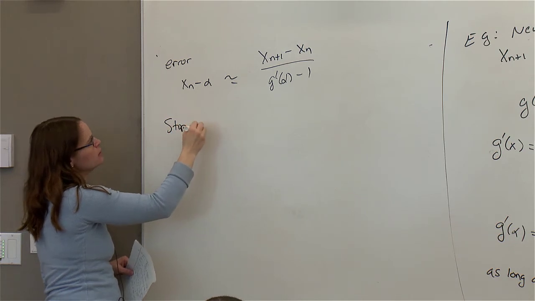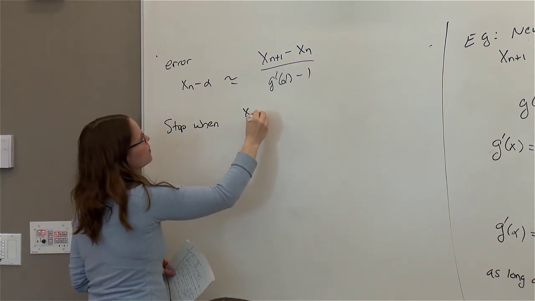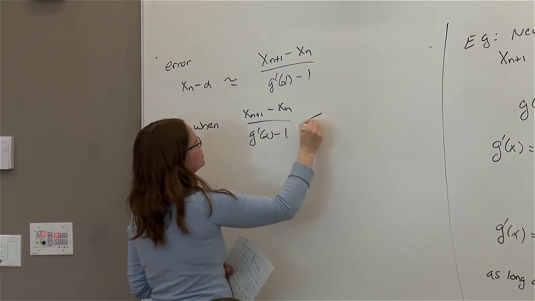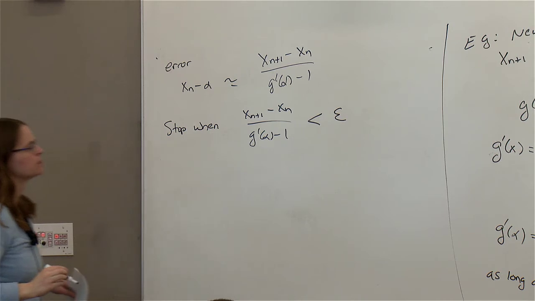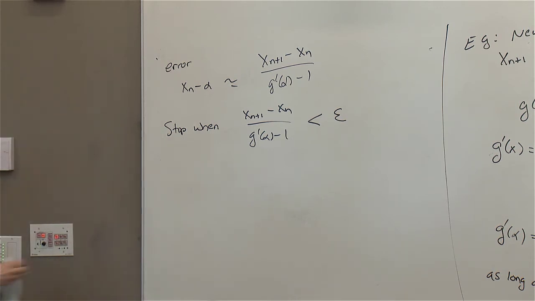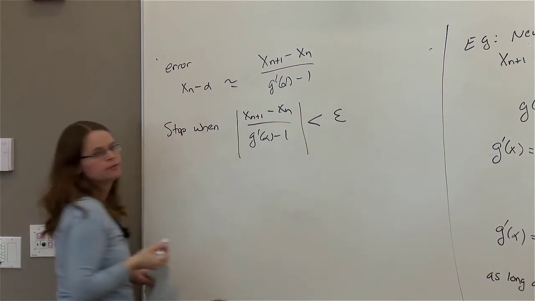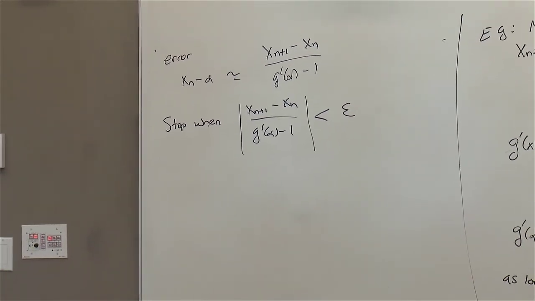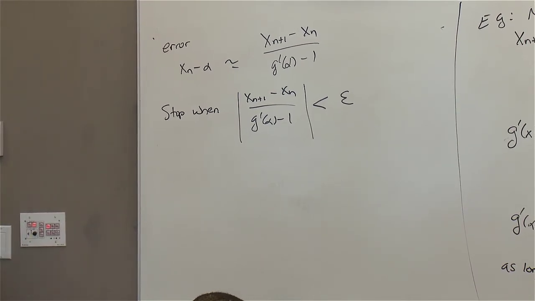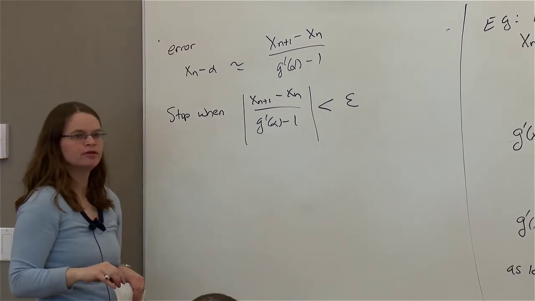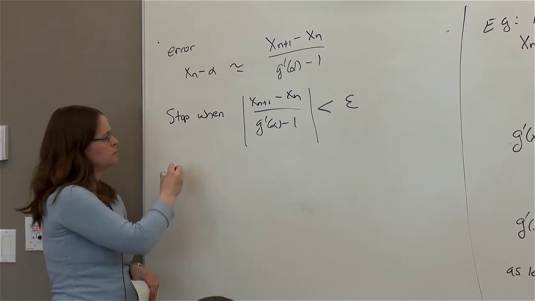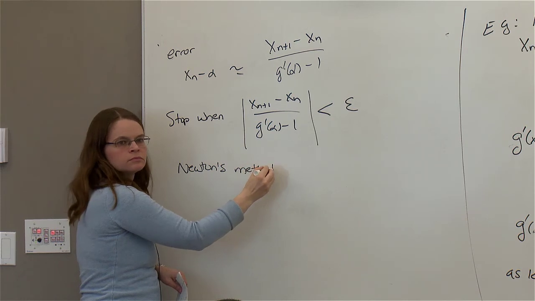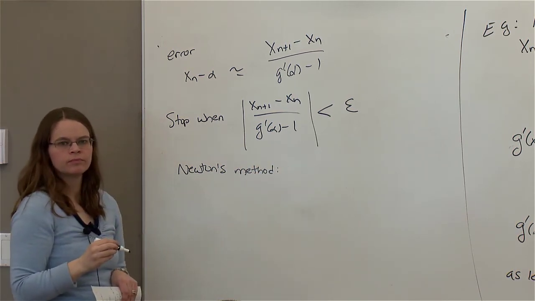So let's stop when xn plus 1 minus xn over G prime minus 1 is less than epsilon, in magnitude. What's the stopping criteria it would give you for Newton's method? Second derivative. Well, something to do with it.